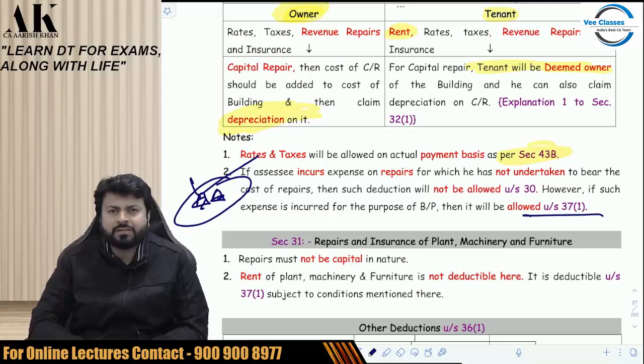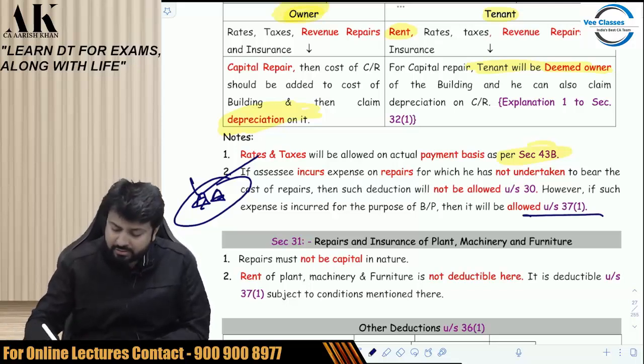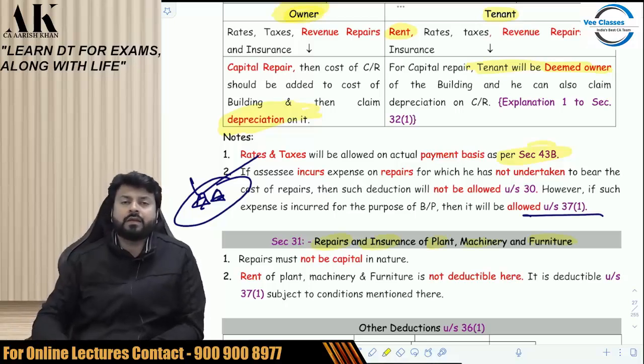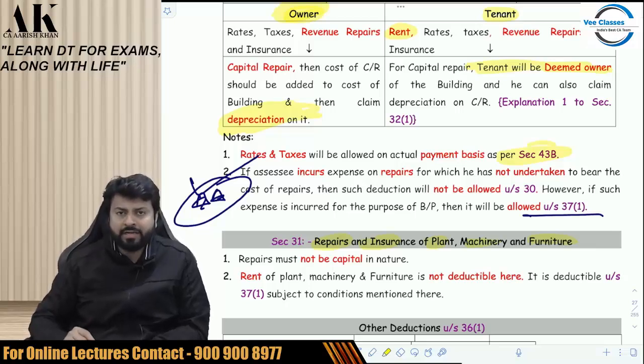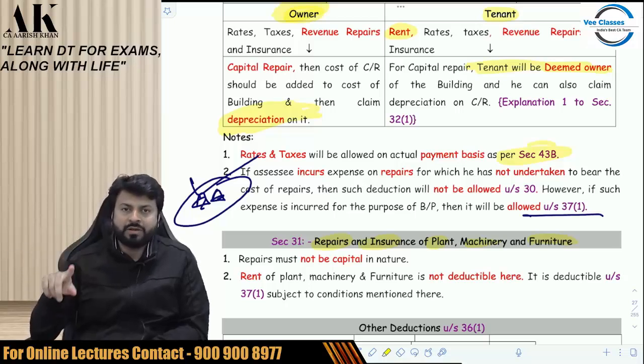Section 31. A small section. Section 31 talks about repairs and insurance, only of plant, machinery and furniture. Again, the repair over here has to be a revenue repair, not capital in nature. So if there is a plant like AC, furniture, machinery, a car, etc., and you are doing some revenue repair on that, not capital, or if you are paying insurance premium on that, you will get deduction of these two expenses over here.